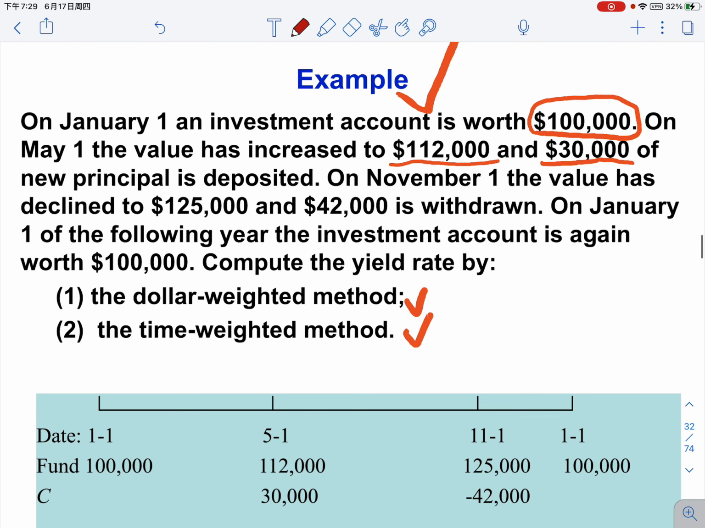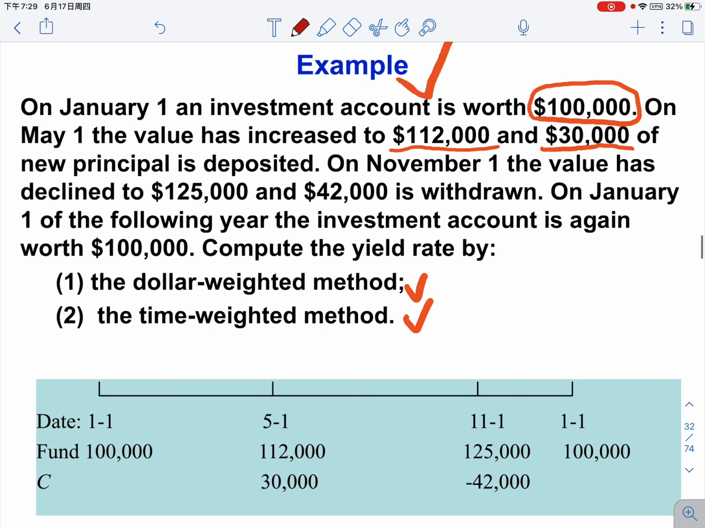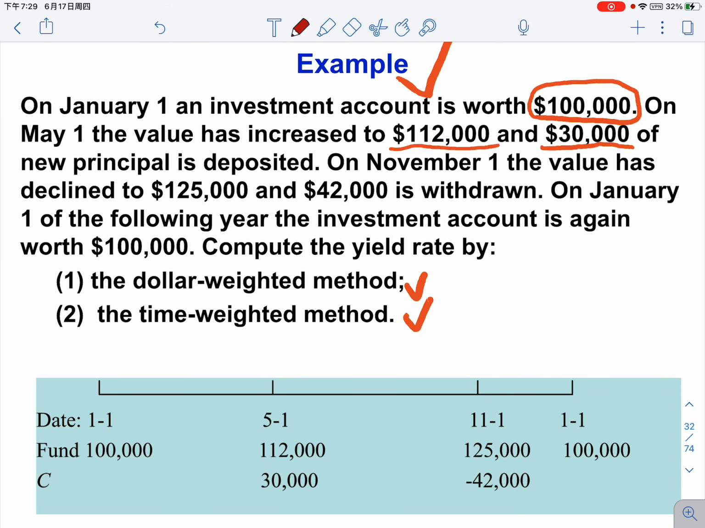On January 1st, an investment account is worth $100,000. On May 1st, the value has increased to $112,000, and so we have a plus of $30,000, which is called the new principal deposit.